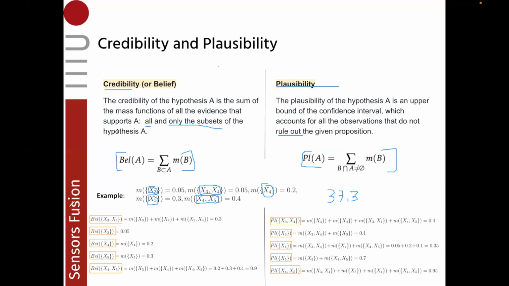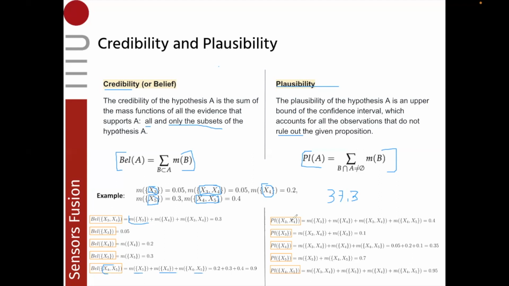So to build the belief function, the belief of x3, x4 is the sum of the mass function of all the subsets here, and you can see that, for example, the highest belief is the hypothesis x4, x5, which takes into account x5, x4, and x4, x5.